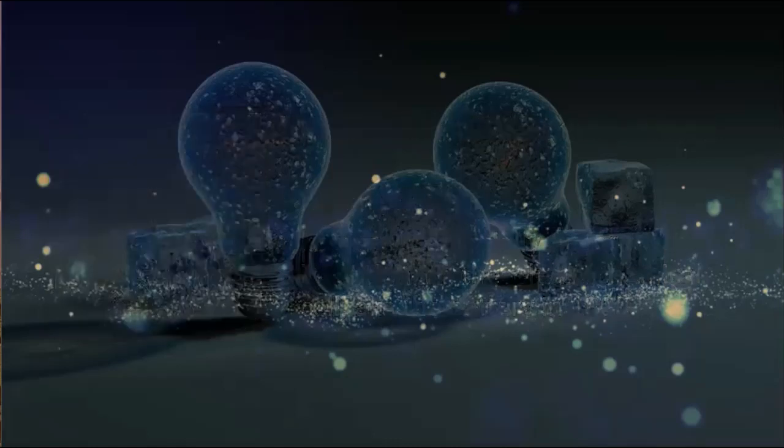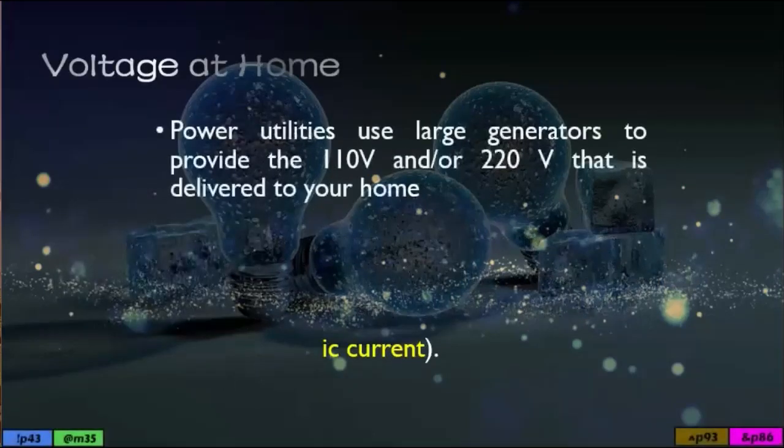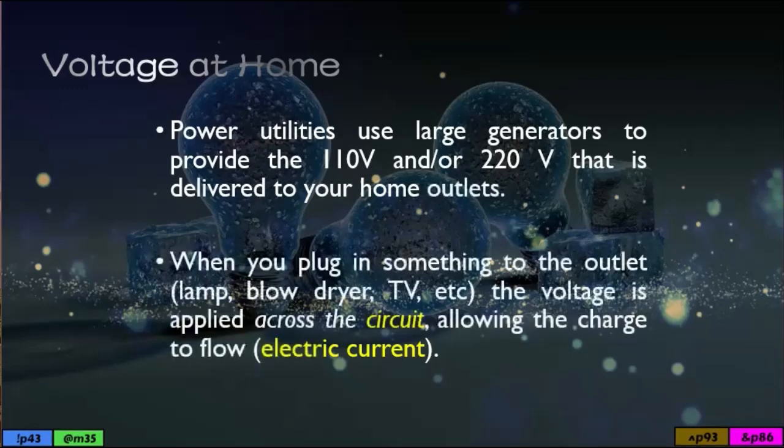Voltage at home. Power utilities use large generators to provide the 110 volts or 220 volts that is delivered to our home outlets. When we plug in something to the outlet like a lamp, blow dryer, TV, or any other appliances, the voltage is applied across the circuit, allowing the charge to flow, which is called the electric current.